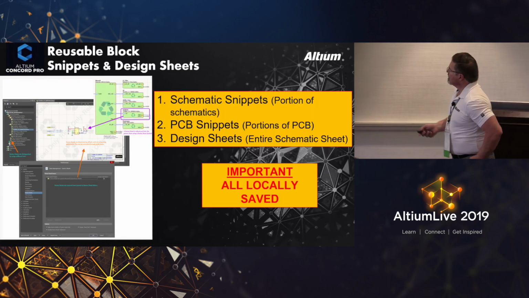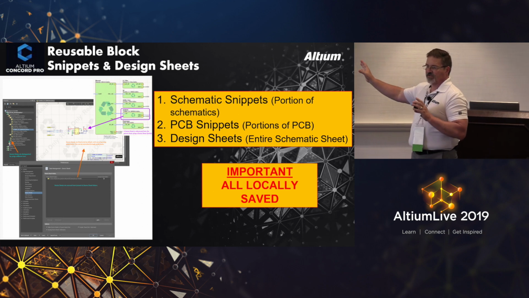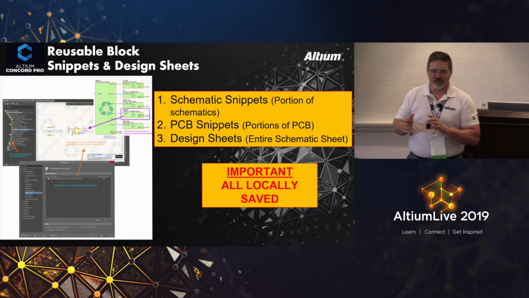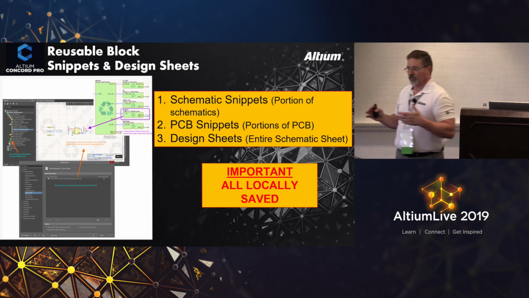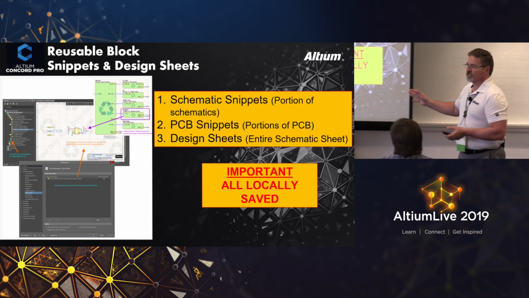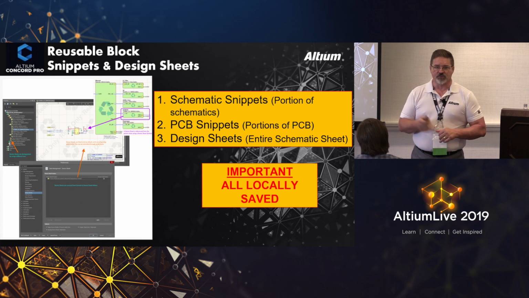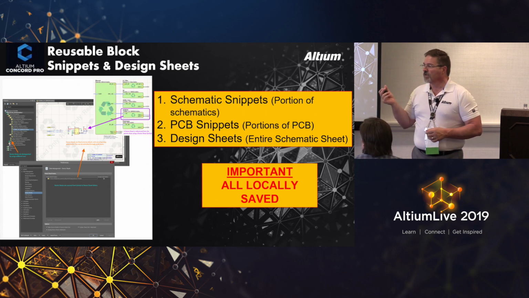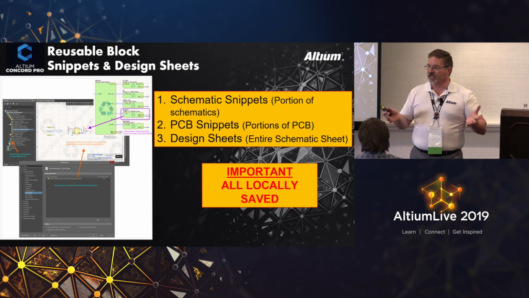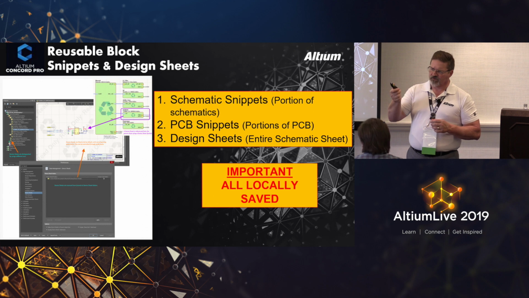So there is another way, and you asked about PCB. I'm just going to get this. This is additional information, but this is outside of Concord Pro, though. Okay, these are reusable block snippets and design sheets. The snippets are local versions, locally saved. Okay, I think what you would do here is save these on a server. The snippets have a location on your server for the snippets. But this is not a part of Concord Pro, is it yet?